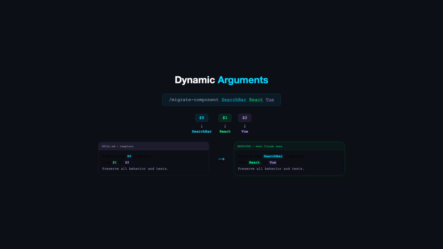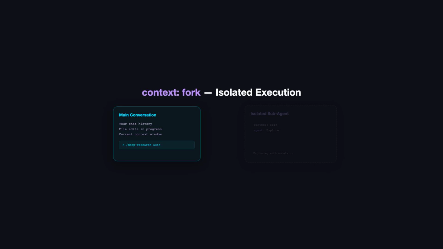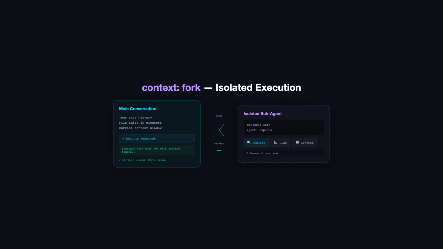$1 becomes React. $2 becomes view. Powerful and flexible. Add context fork to your front matter, and the skill runs in a completely isolated subagent. The skill content becomes the agent's task. Pick an agent type: explore for read-only research, plan for architecture, or general purpose for everything. Results get summarized and returned to your main conversation. Your context window stays perfectly clean.